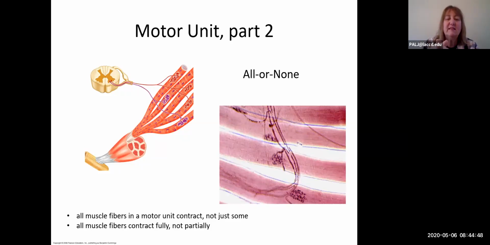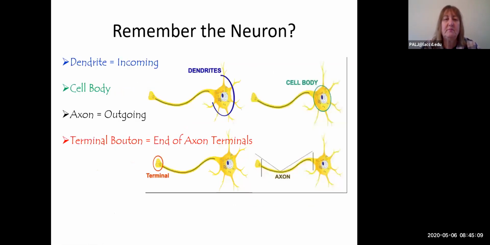So it's not as if we have a really weak action potential going down, so let's only have like 30% of the cells contract. That can't happen. Or let's have them all contract, but let's have them contract like this instead of like this. That's not going to happen. All right.